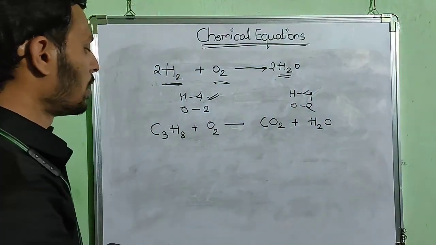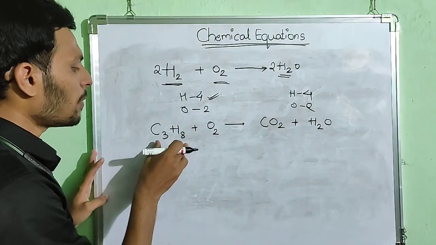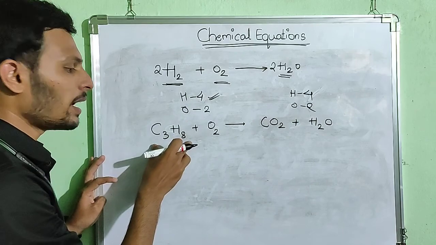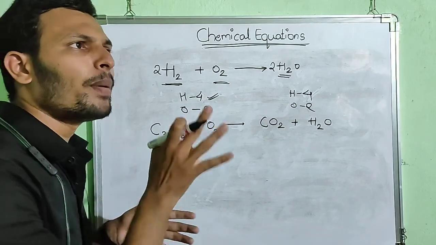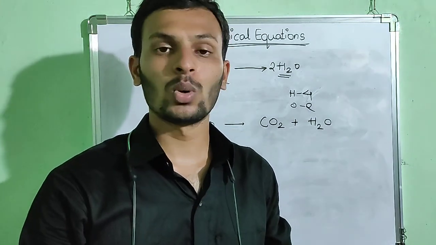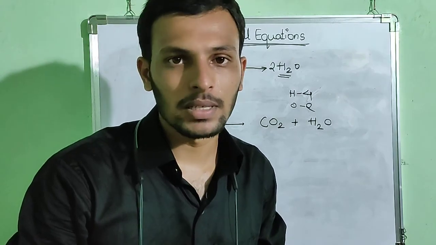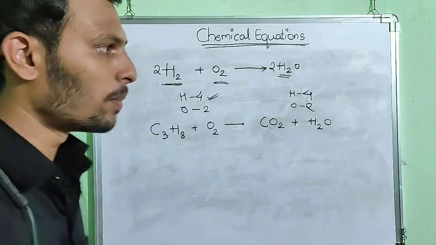Now in similar terms, we'll see one more example. Example number 2. This is nothing but propane. C3H8 is nothing but propane. Propane is generally a colorless and odorless gas. It has no color and it has no smell. It is used for cooking purposes. Propane is used for cooking purposes.